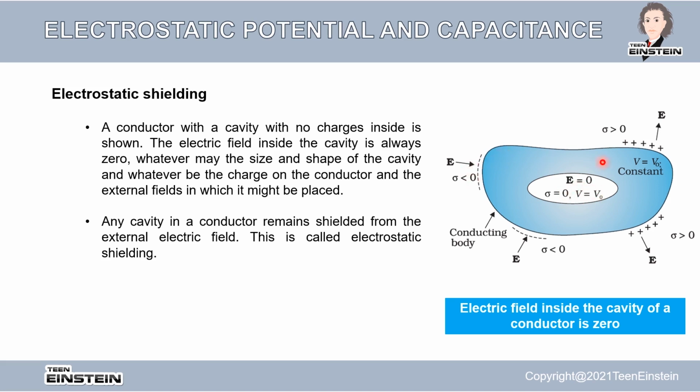So the metal is going to get affected because of the electric field. The charges are going to move. For example, if you keep this metal in an electric field, the charges will move in opposite directions. They will try to polarize because of the electric field. But inside this cavity, the electric field will not be seen. So it is equal to zero. So that is what this point says. And any cavity in a conductor remains shielded from the external electric field. So this particular phenomenon is called electrostatic shielding.